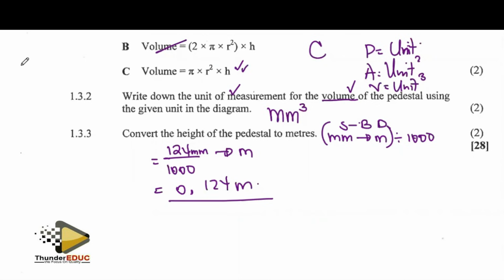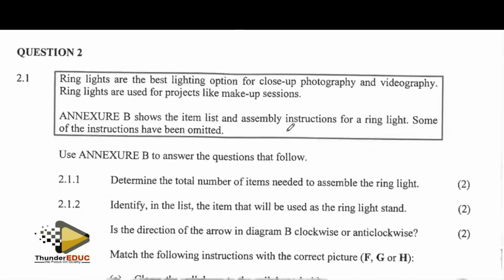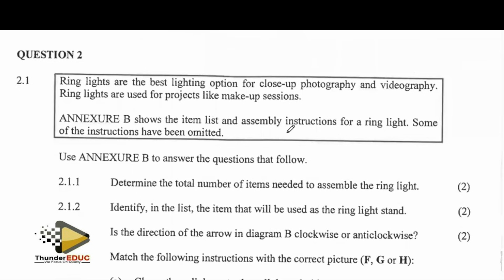All right. We look at question number 2. We are also looking at our next chapter.